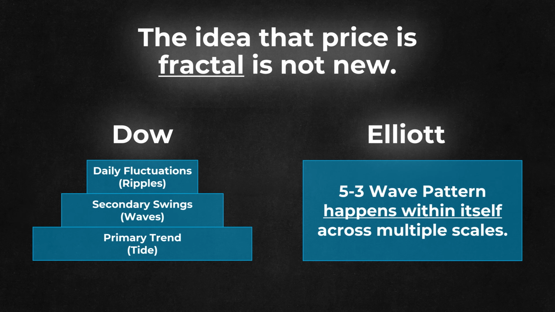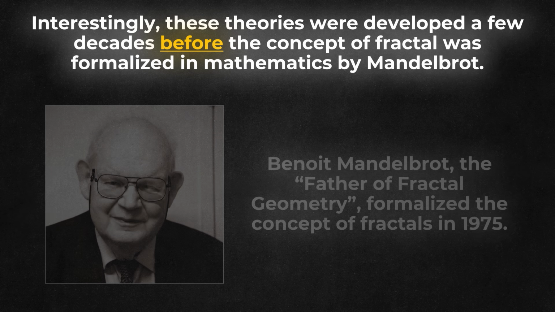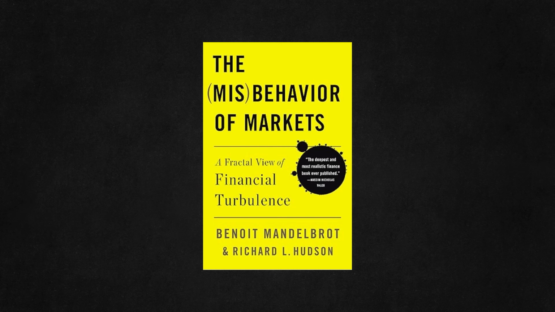Ralph Nelson Elliott expanded the idea of price being fractal with the Elliott wave theory, assuming that the 5-3 wave pattern happens within itself across multiple scales. Interestingly, these theories were developed a few decades before the concept of fractals was formalized in mathematics by Mandelbrot. Mandelbrot has one of the greatest finance books ever written, in my opinion, called The Misbehavior of Markets: A Fractal View of Financial Turbulence. I highly recommend you read it.